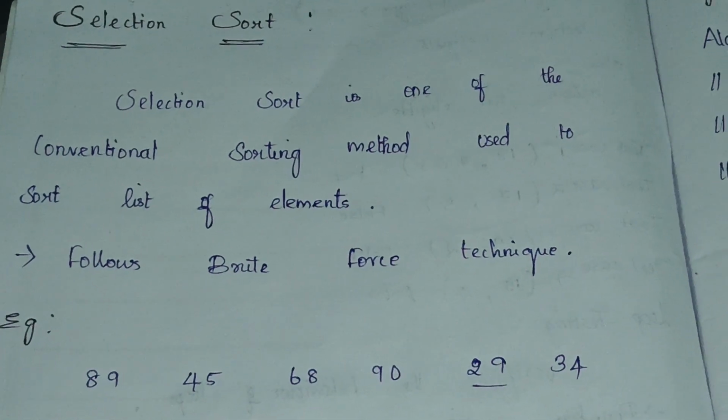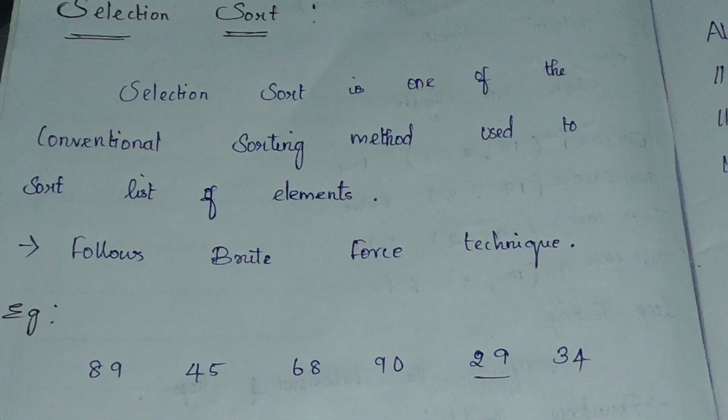Hello all. In this video we are just going to look at how selection sort works. Selection sort is one of the conventional sorting methods used to sort a list of elements in ascending order. Selection sort follows the brute force technique. Brute force technique is nothing but it doesn't have any formal techniques to do it. It just takes the given option and tries all the possible outcomes for it, and then it proceeds.